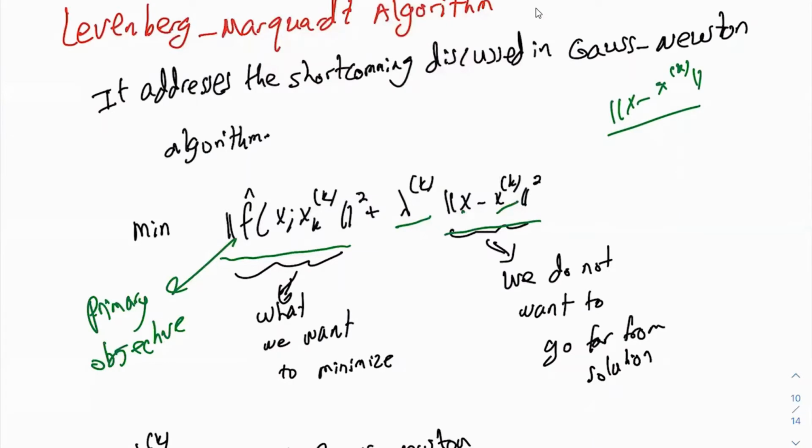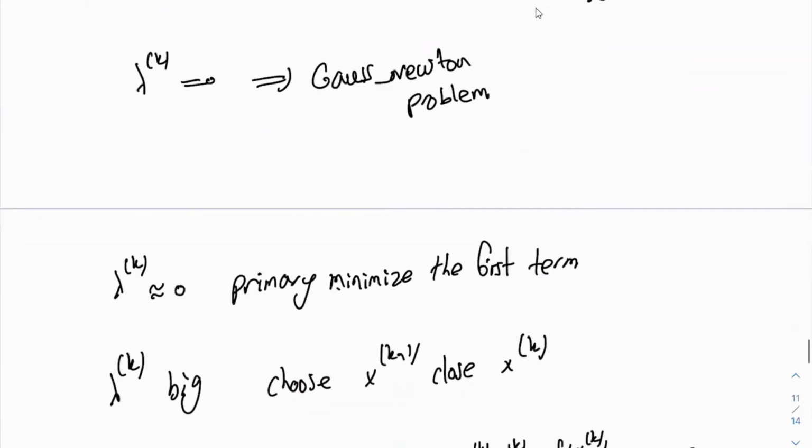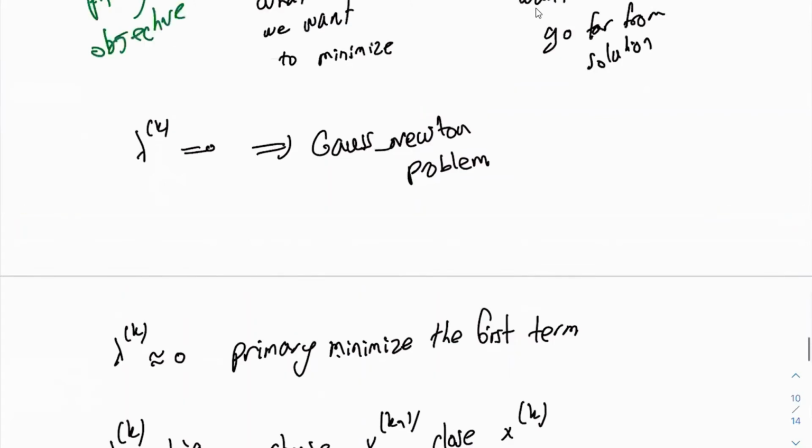Okay. So if lambda is 0, we go back to the Gauss-Newton. Let's think about that. That's why I wrote here, if lambda is 0. If lambda is small, then we are primarily minimizing the first term.